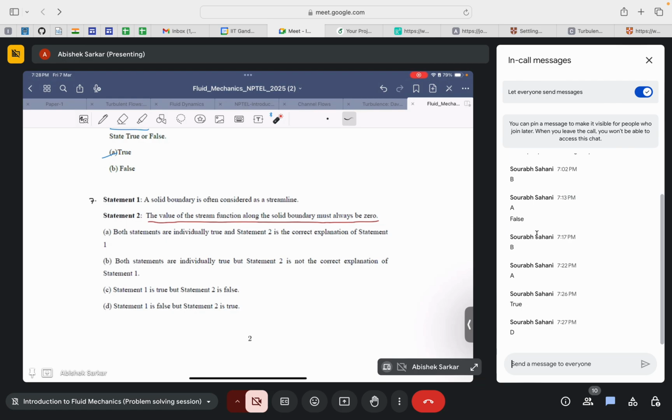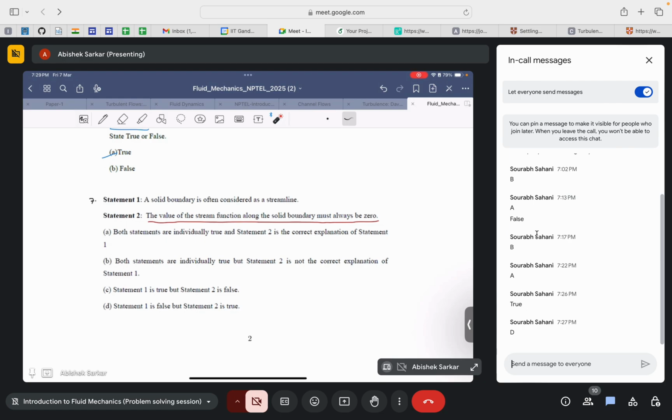So for a flow, say over a plate or along a particular confinement, the solid boundaries are always treated as streamlines because theoretically they satisfy the condition that there is no flow across them, so they act as a streamline. And the flow velocity would be 0 along them, because if you take the tangent along that, it will give 0 velocity, as the flow velocity would be 0 at that particular boundary.